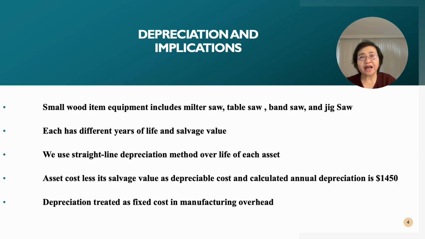Hello everyone, today I'm going to introduce the fixed asset depreciation in the case study. The small wood item equipment has different types of saw, each with different years of life and salvage value. We will use the straight line depreciation method, assuming that the fixed assets are consistently productive over time. Straight line depreciation works best because it is simple to use. Depreciable cost is the asset cost less the salvage value. The calculated annual depreciation is $1,450 and treated as fixed cost in the manufacturing overhead.